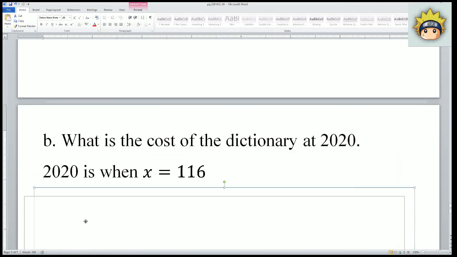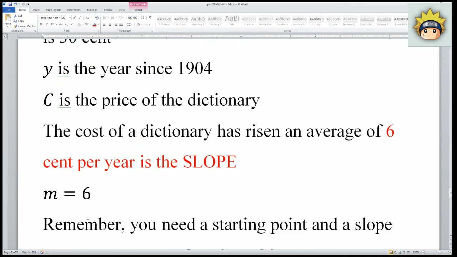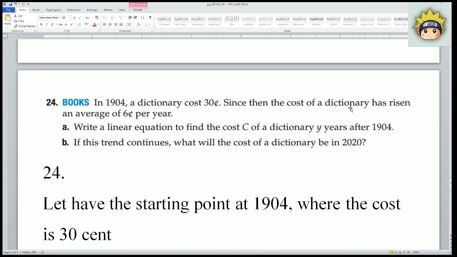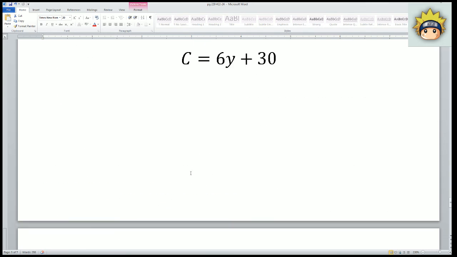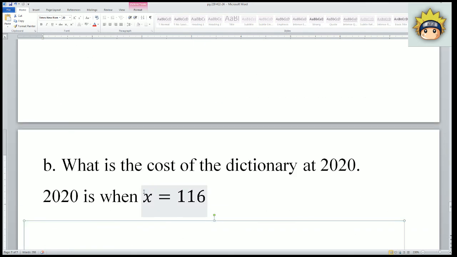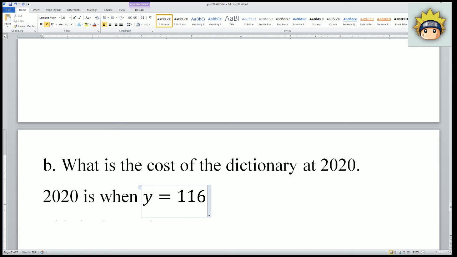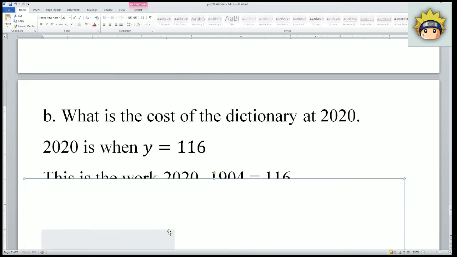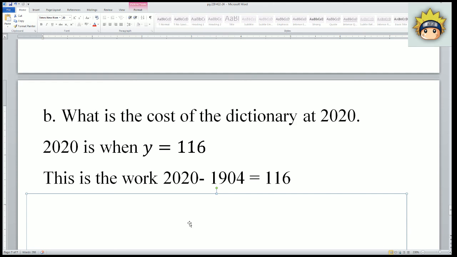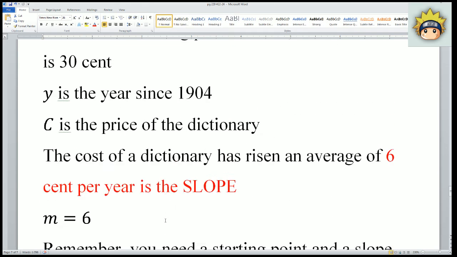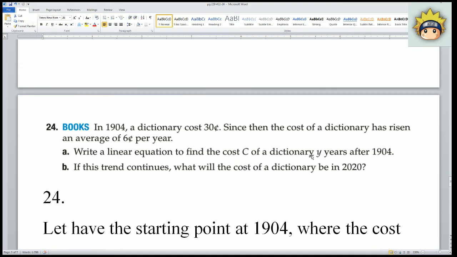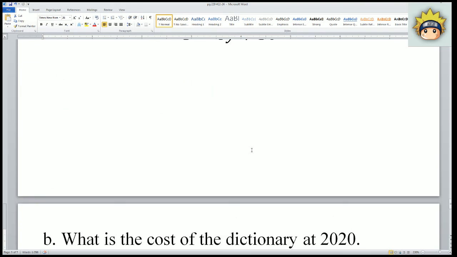Next, B, what is the cost in 2020? Look at this. Remember, let y be the years after 1904. Oops, sorry, it should be y. What is the cost of the dictionary in 2020? 2020 is when y is equal to 116. How do I get 116? It comes from 2020 subtract 1904, because again that is what it says here: the years after 1904.